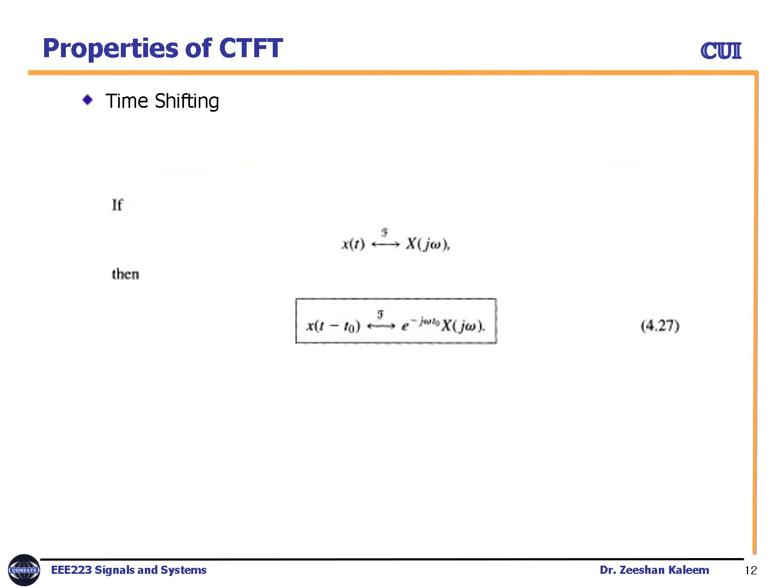The other property is time shifting. What does it mean? If you have a given signal in time domain x(t), when you take the Fourier transform it is equivalent to X(j omega). All of you know that. Now when you shift in time, for example delayed or advanced by t naught, it becomes x(t minus t naught). We want to see what the effect will be in the frequency domain. You will get e to the minus j omega t naught times X(j omega). So let's prove this first and then discuss what this equation means.